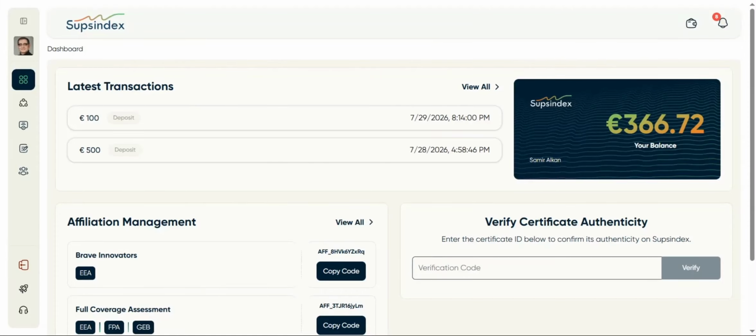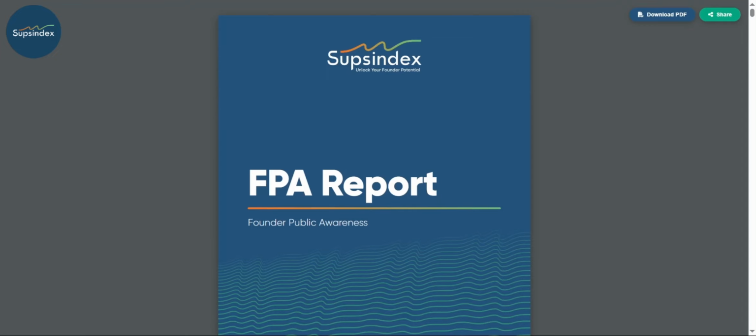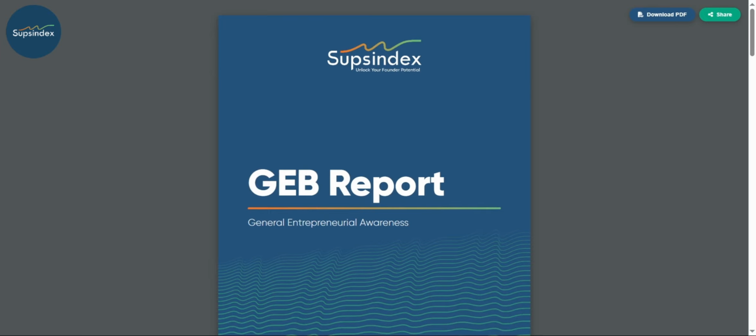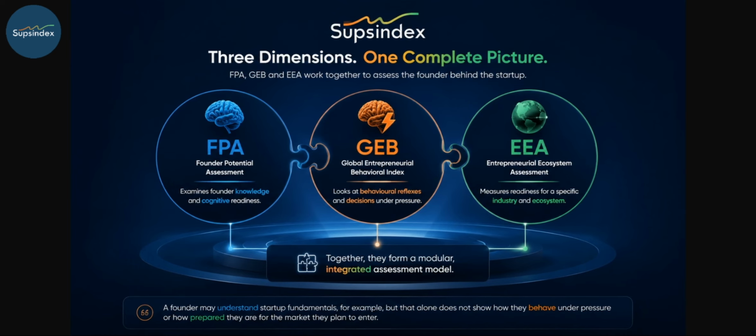Welcome to this walkthrough of the three Supsindex assessment reports. FPA examines founder knowledge and cognitive readiness. GEB looks at behavioral reflexes and decisions under pressure. And EEA measures readiness for a specific industry and ecosystem. Together, they form a modular, integrated assessment model.